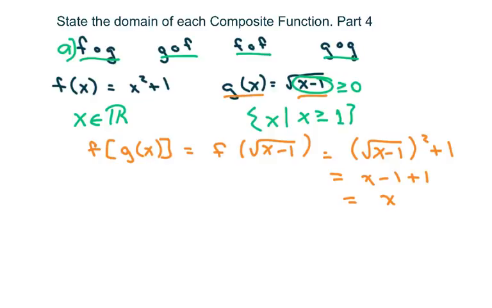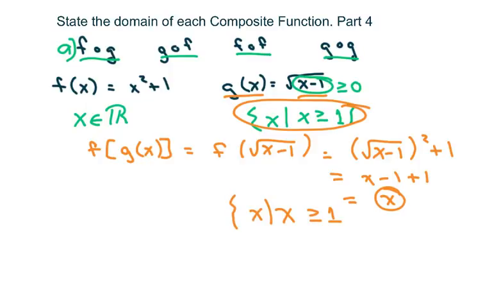Okay, and on this one, since my inner function was g, we always have to look at that. So the domain, even though we're left with x, our domain still has to be this: x has to be greater than or equal to 1. Always, the inner function is the main one. Because when you're solving this, you can't be plugging in numbers that don't satisfy the equation before you simplify.